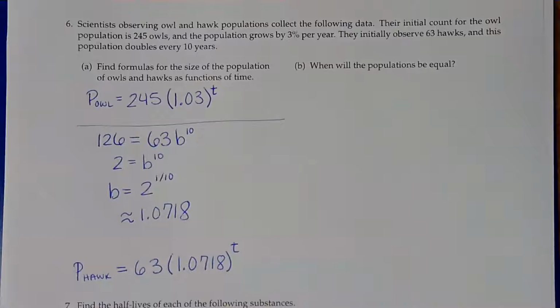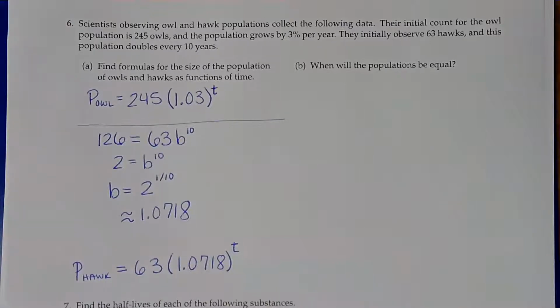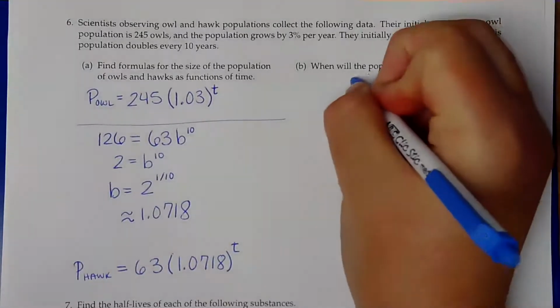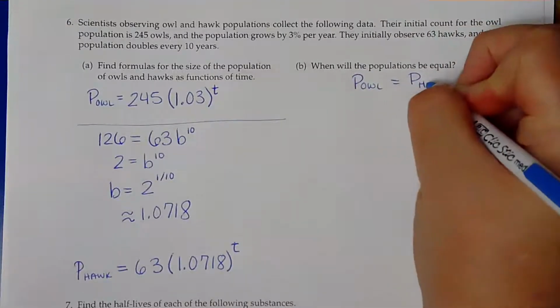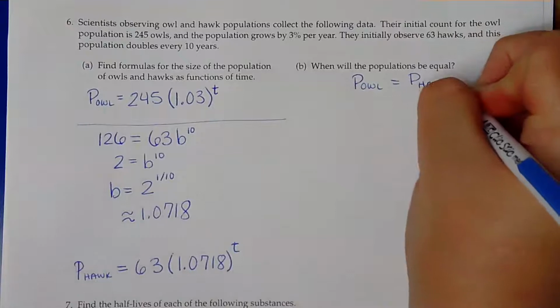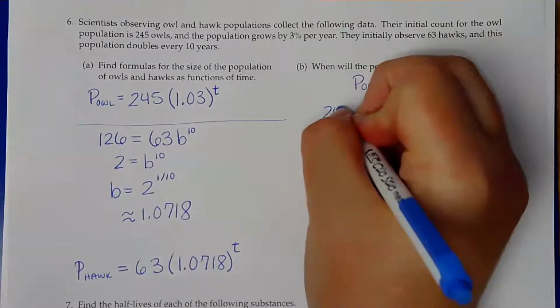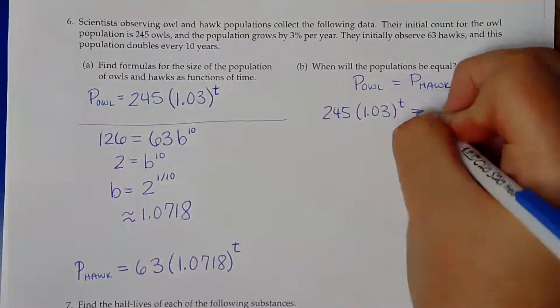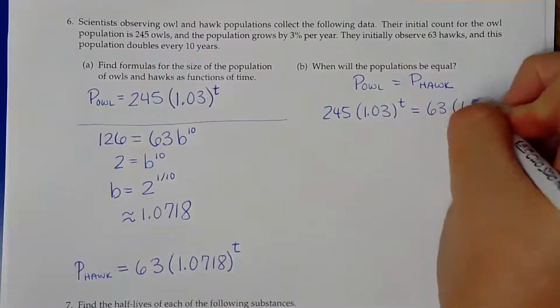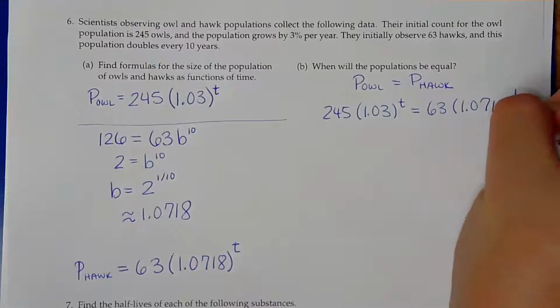All right, so part B, when will these two populations be equal? Whenever we're looking for equal, we're looking for where they intersect. And that means that we want to set these two equations equal to each other. So we're looking to take the owls and set that equal to the hawks. So it gives me 245 times 1.03 to the t is equal to 63 times 1.0718 to the t.